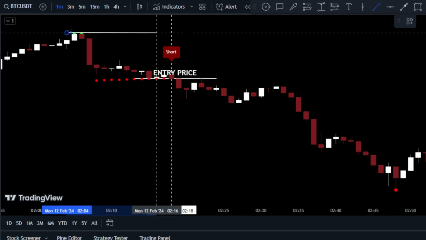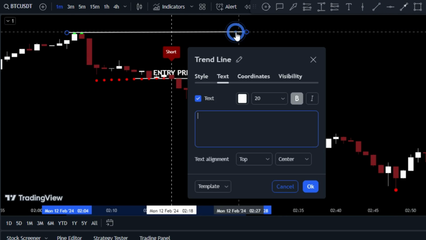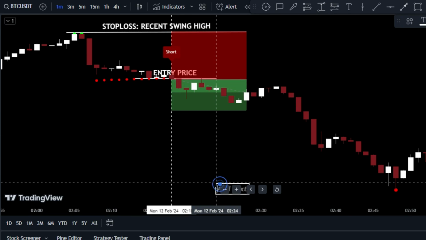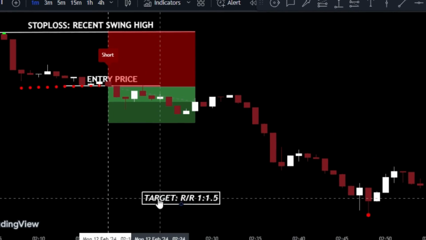In terms of risk management, position your stop loss at the recent swing high. This approach will help you limit potential losses while trading. And establish a trade target that is 1.5 times greater than your risk.